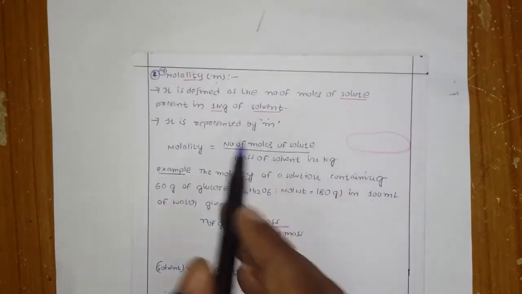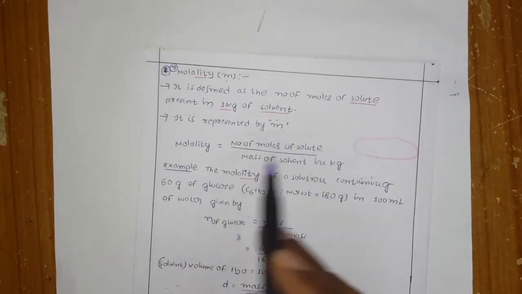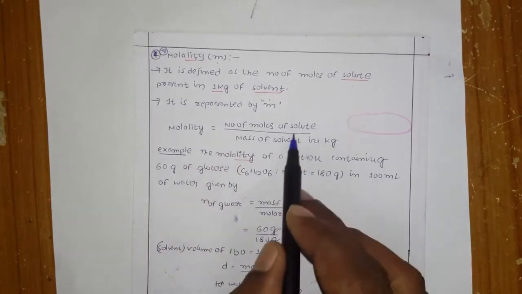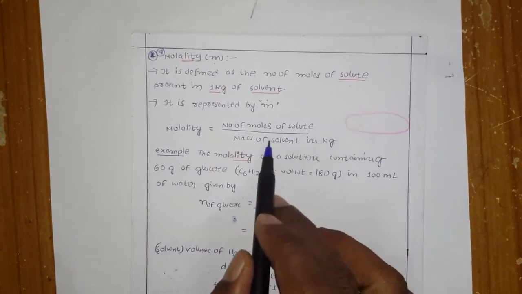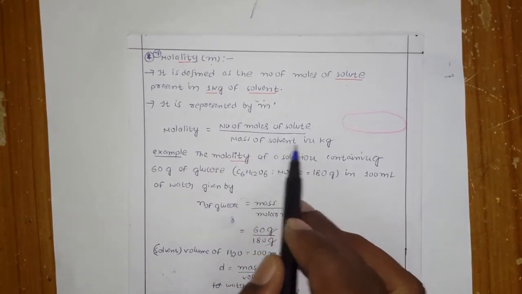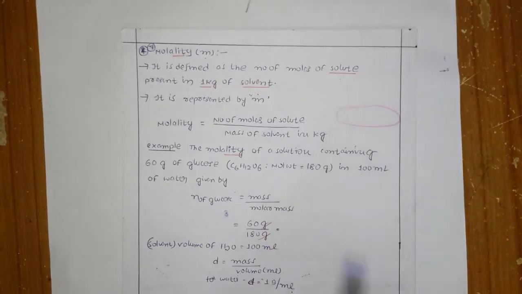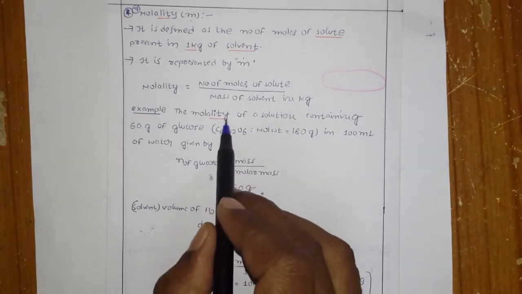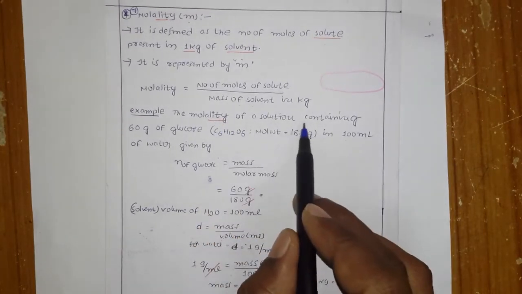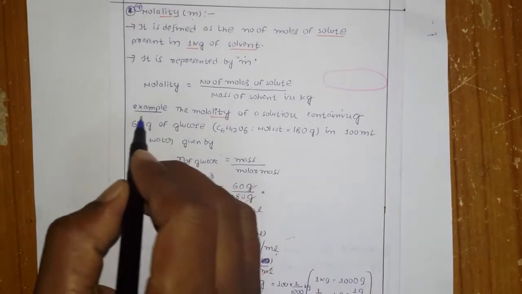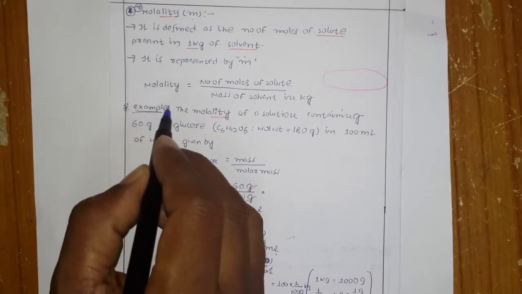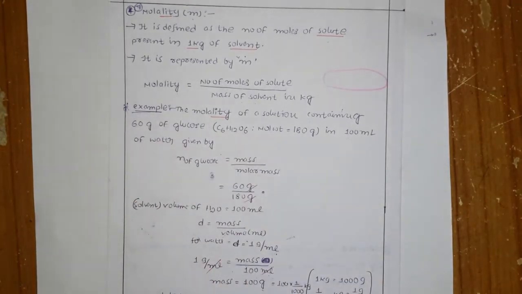So it is represented by the small m, that is, molality is equal to the number of moles of solute divided by the mass of solvent in kg. Mass of solvent in kg. Right, so let us take an example problem. How can you calculate the molality? Molality is very simple.